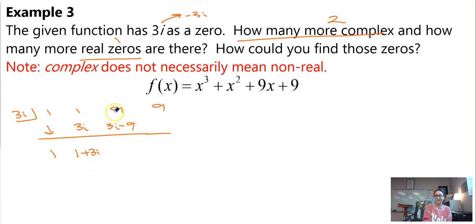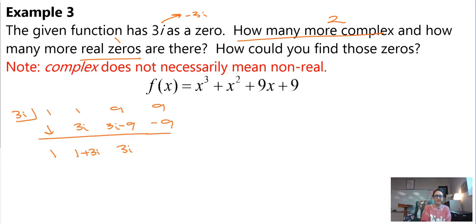Now I want to add these. Well, that is convenient for us because the 9's cancel, and I just get 3i. Now I'm going to multiply 3i to 3i, and we already said that that was negative 9, right? Good news. We should end with a remainder of what? A remainder of 0. Good.